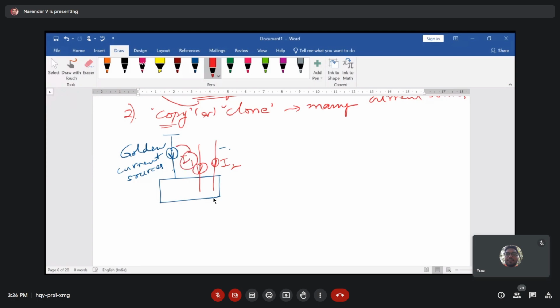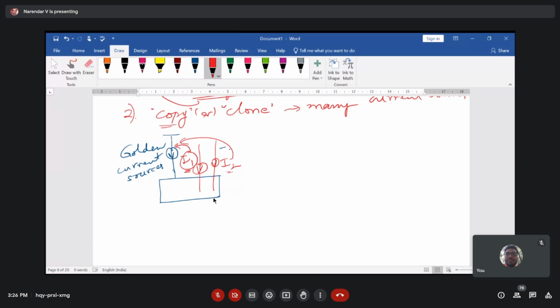So this I1 is the same as I2, with the same properties. It does not mean equal value, maybe there is variation in value, but the property of your I1 should not be affected by variation in temperature and supply voltage. Similarly, the I2 also.